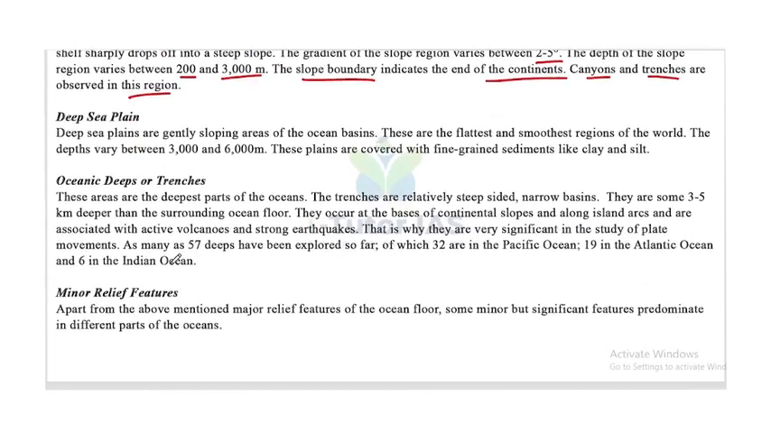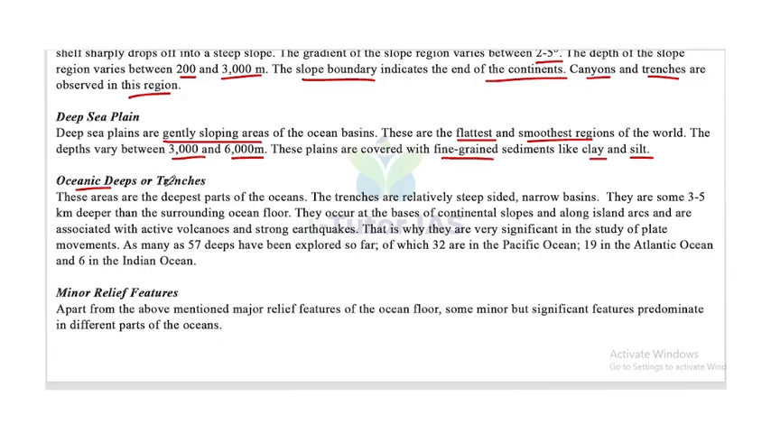Now, the third one, deep sea plain. Deep sea plains are gently sloping areas of the ocean basin. These are the flattest and smoothest regions of the world. The depth varies between 3000 and 6000 meters. These plains are covered with fine-grained sediments like clay and silt.